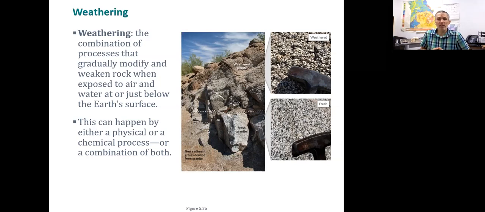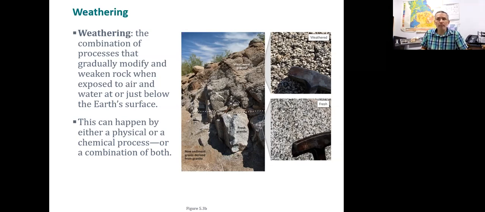And so when things get broken down, there are a number of different ways that these rocks can get broken down. There are two main categories if we're looking at weathering. These are mechanical or physical weathering, and the second category is chemical processes.